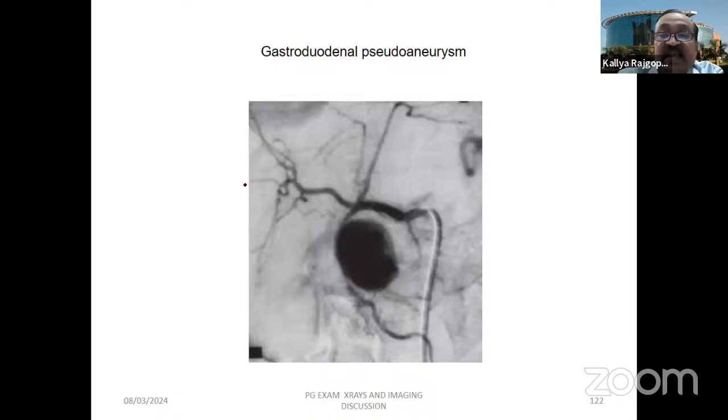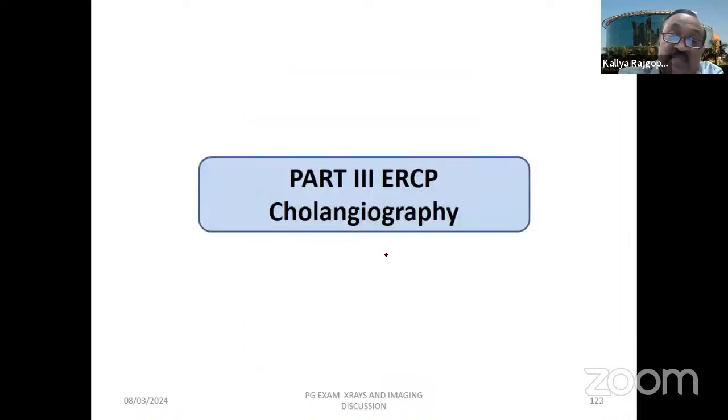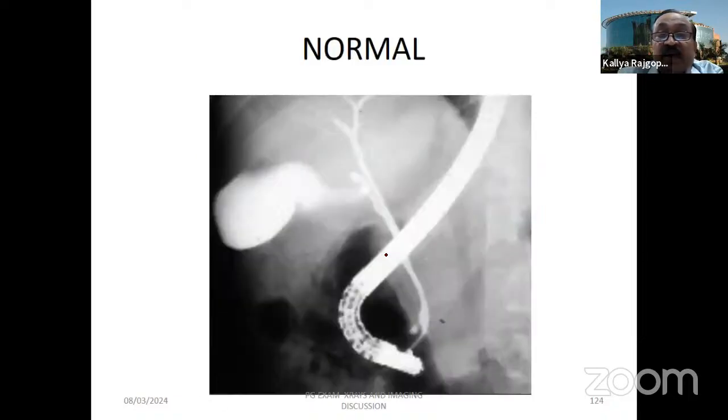Yes, this is a gastroduodenal aneurysm, and just to show you one picture, it's a complication of acute pancreatitis, and which is of course later embolized. I have some more minutes, so I'll just show you the ERCP.